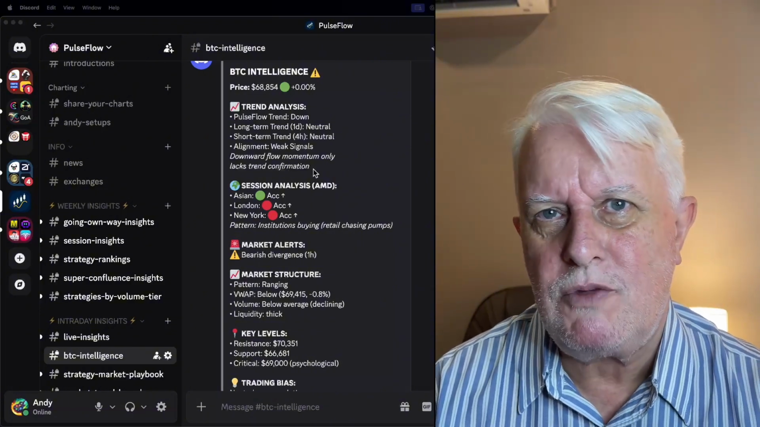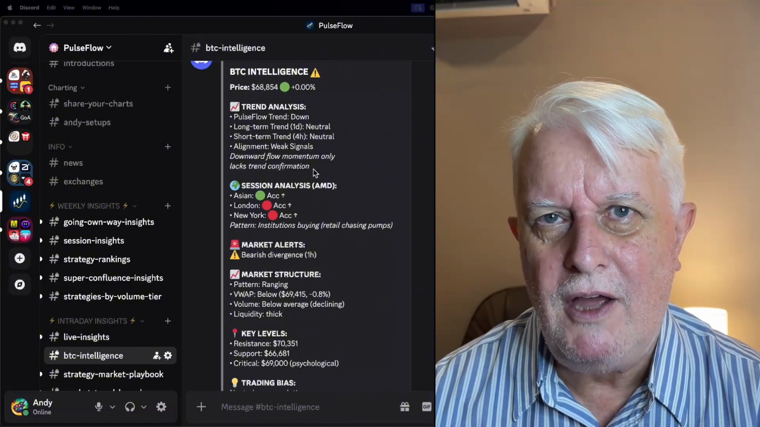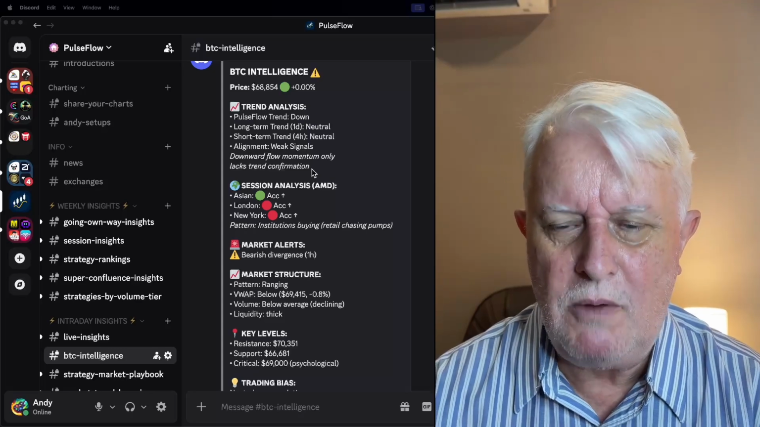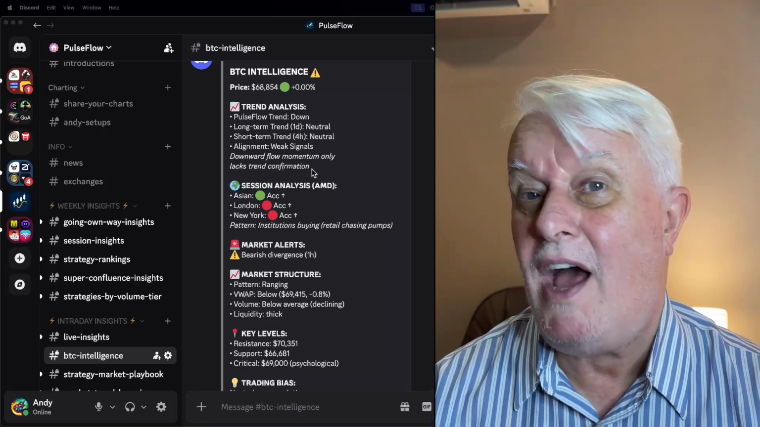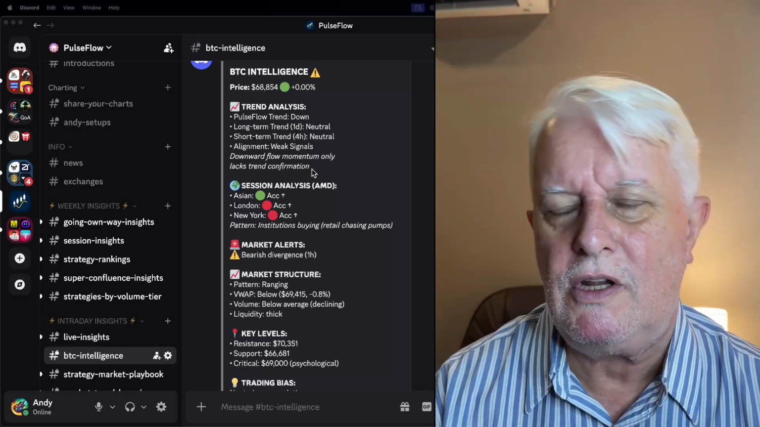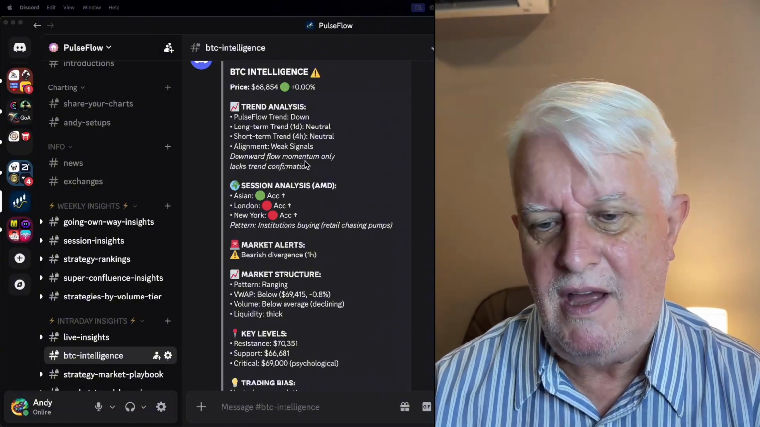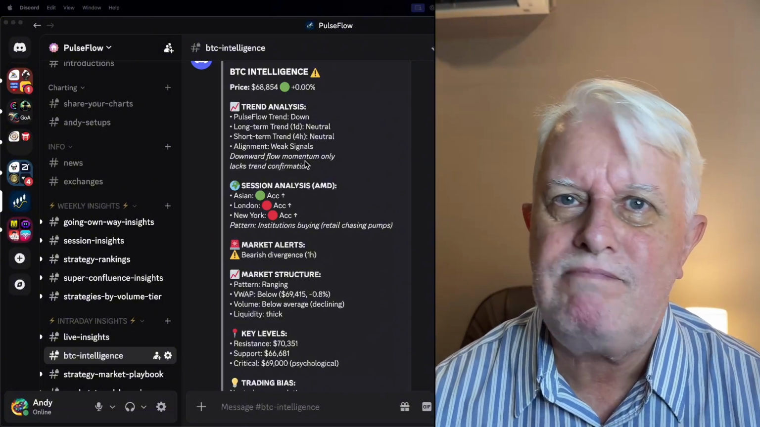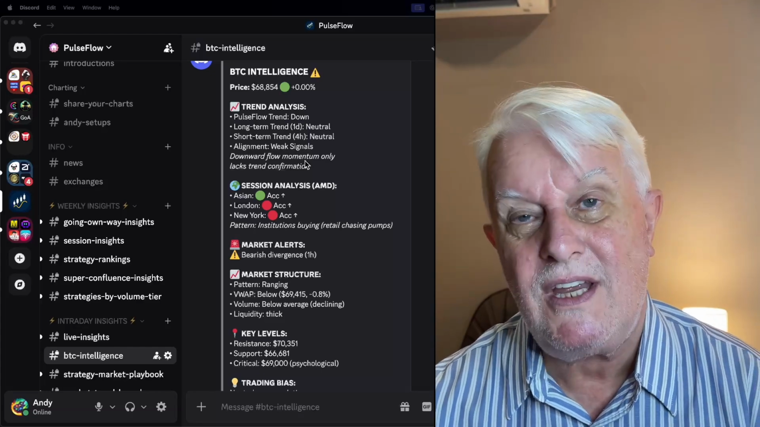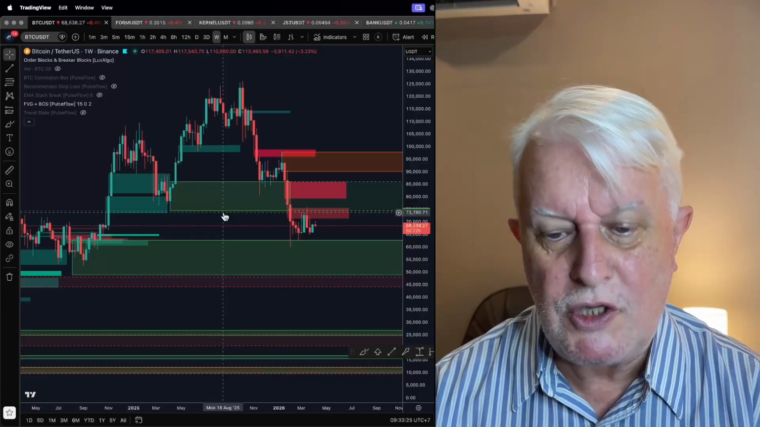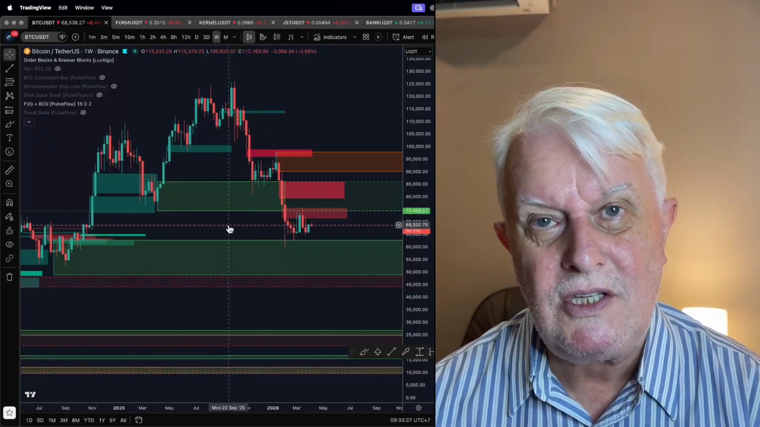I also have some shorter term trends that are useful for traders. The long-term trend is on the day chart, and it can either be positive, negative, or neutral, and right now it's neutral. The short-term trend is on the 4-hour chart, and that can either be positive, negative, or neutral, and likewise, it's neutral. And when we go to the BTC chart, you can kind of see why.